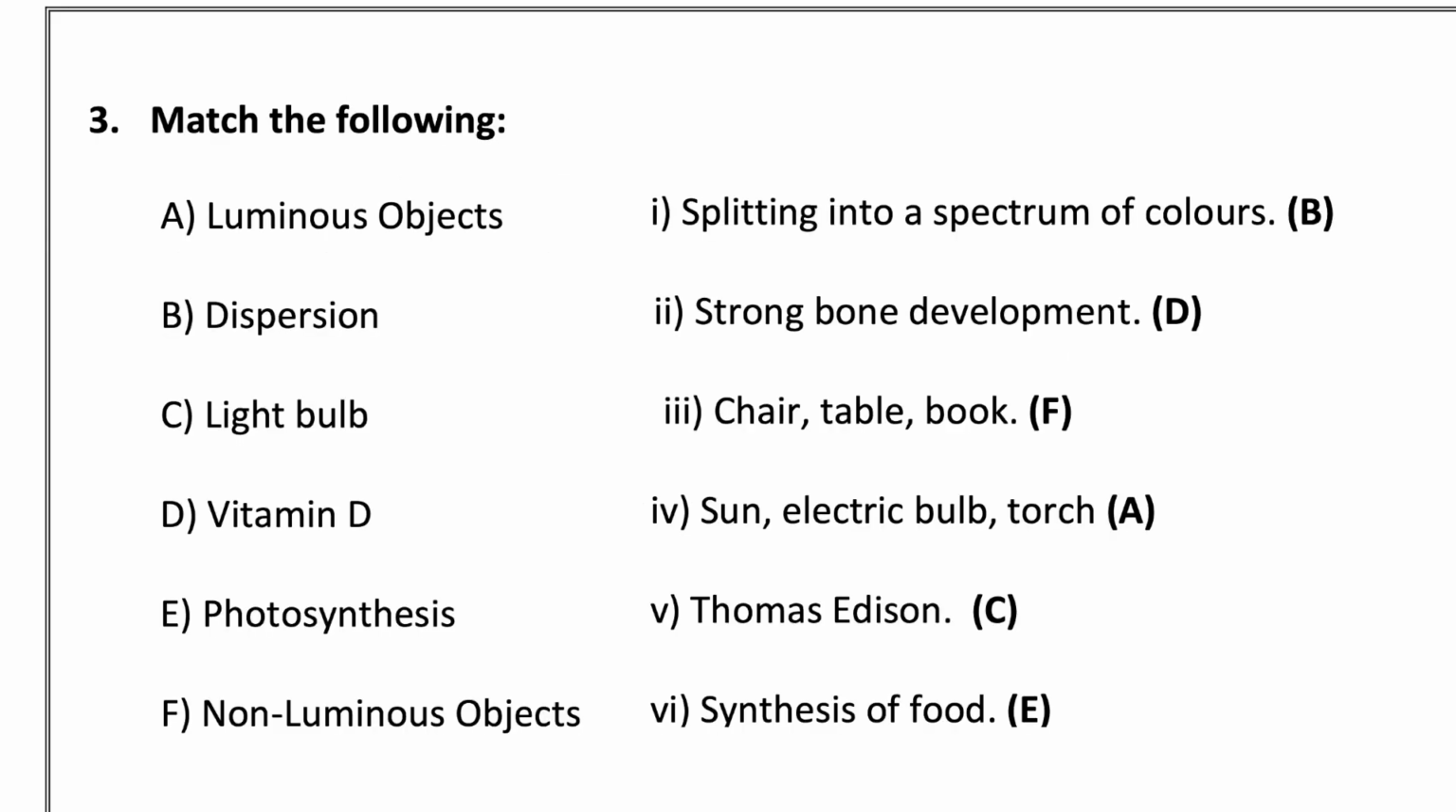Match the following. First, luminous objects. Luminous objects are sun, electric bulb, torch. Second, dispersion. Dispersion is splitting into a spectrum of colors. Third, light bulb: Thomas Edison. Fourth, vitamin D: strong bone development. Fifth, photosynthesis: synthesis of food. Last, non-luminous objects. The answer is chair, table, book.